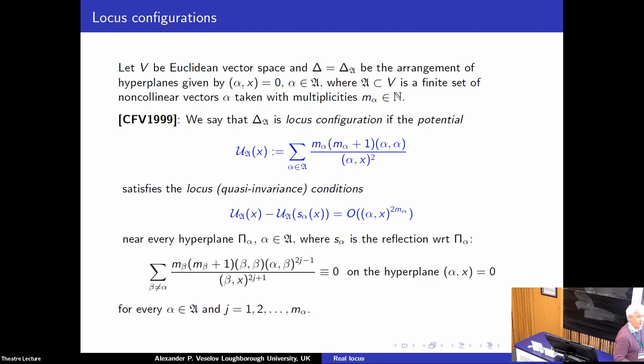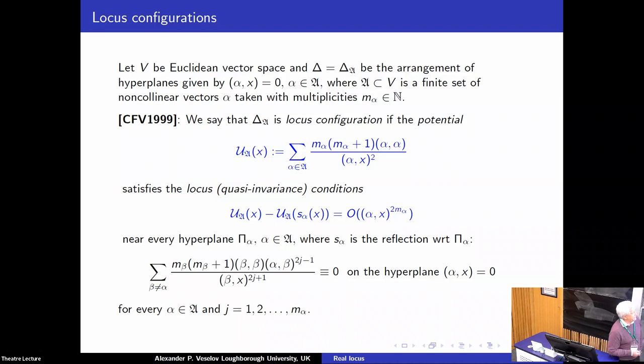Sorry, what do you mean by O of that equation to the 2m_alpha? What is O? Oh yes, it's big O. It means that it's divisible by (alpha, x) to the power 2m_alpha. Near the hyperplane, it's small. And are the m_alphas fixed, or is it a part of the data? Right, it's a part of the data. That's why we call it not an arrangement but a locus configuration. So a locus configuration is hyperplanes in Euclidean space plus multiplicities. It's an arrangement of hyperplanes equipped with additional data, and then you have an overdetermined system. This is the same equation written explicitly.